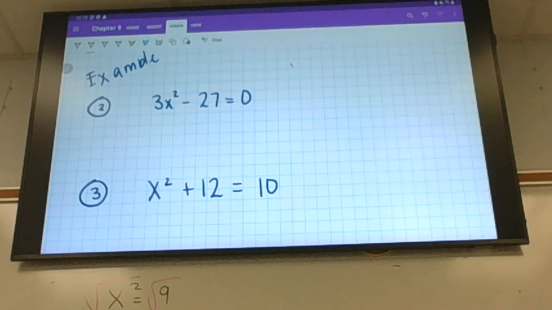Alright, so step 1 was to isolate x squared. So first I have to see x squared. It's next to a 3 and it's next to a 27. I have to get that x squared alone. So I'm going to draw my line and I'm going to add 27 to the other side.